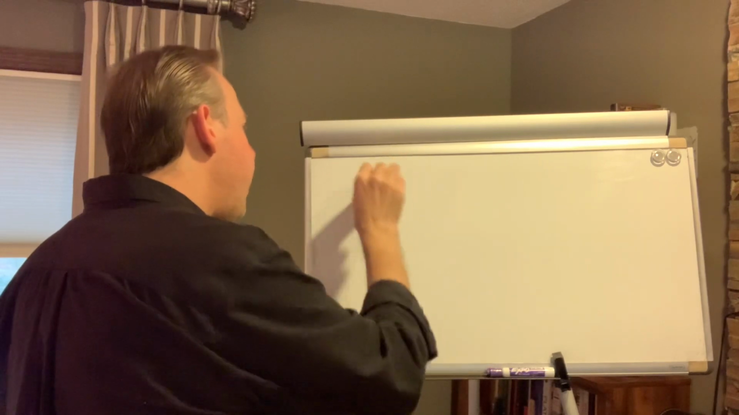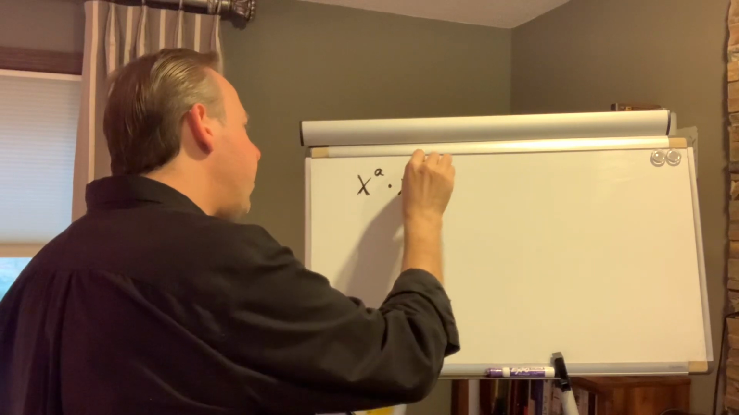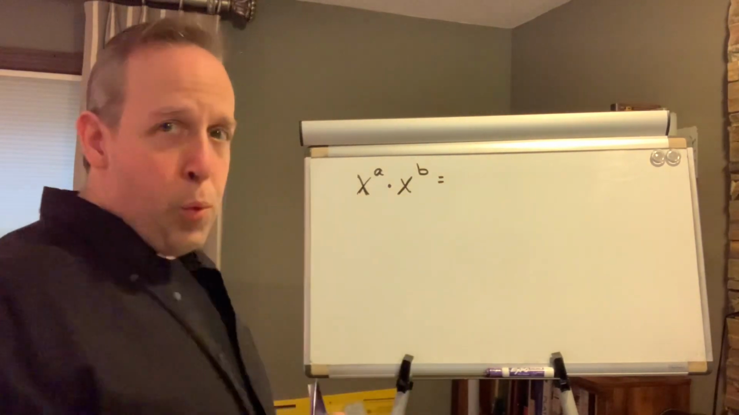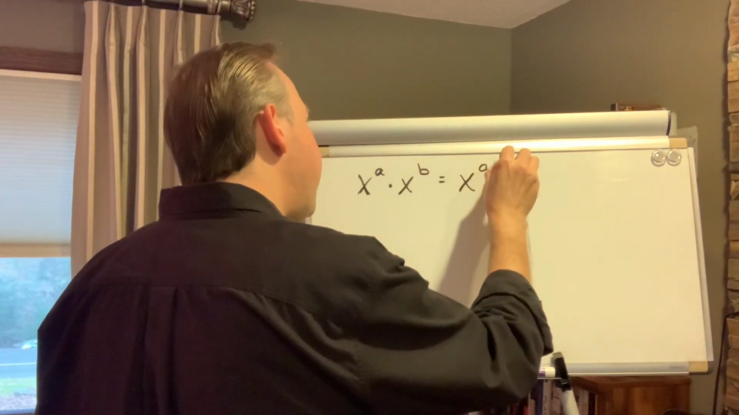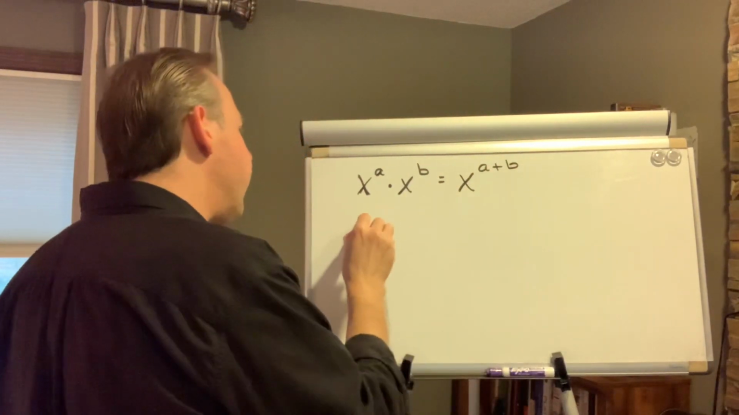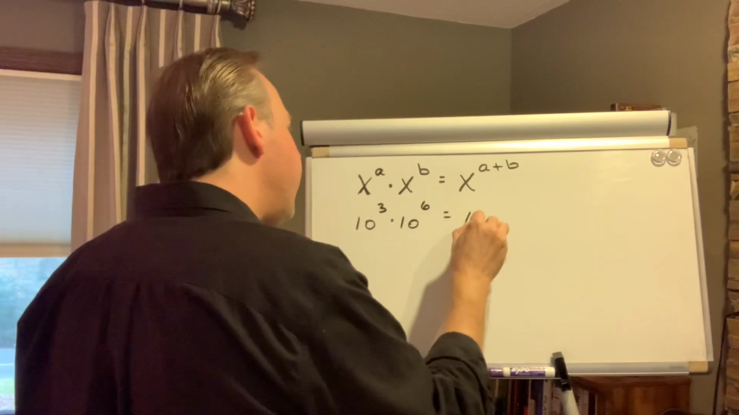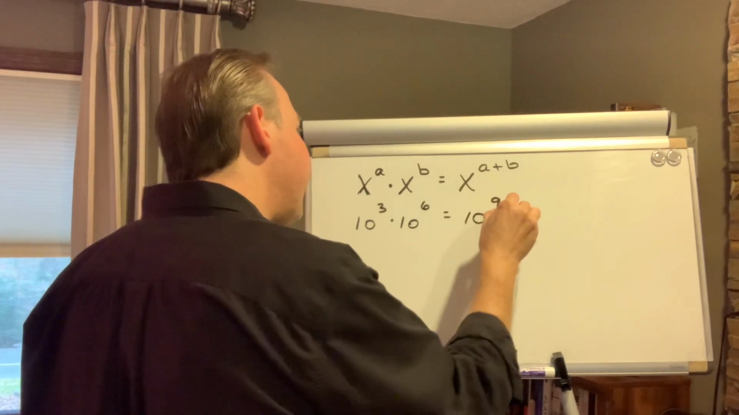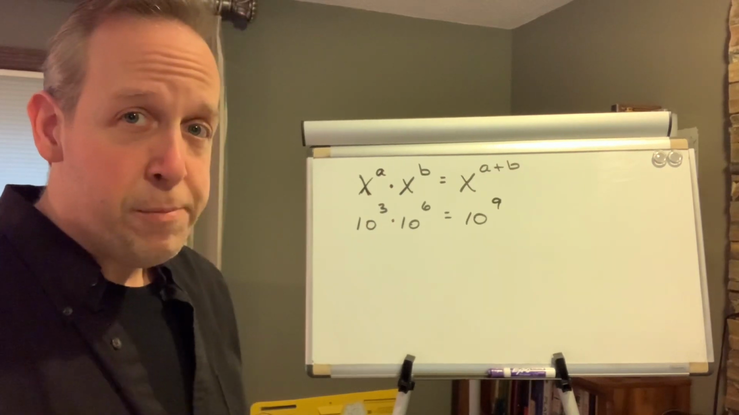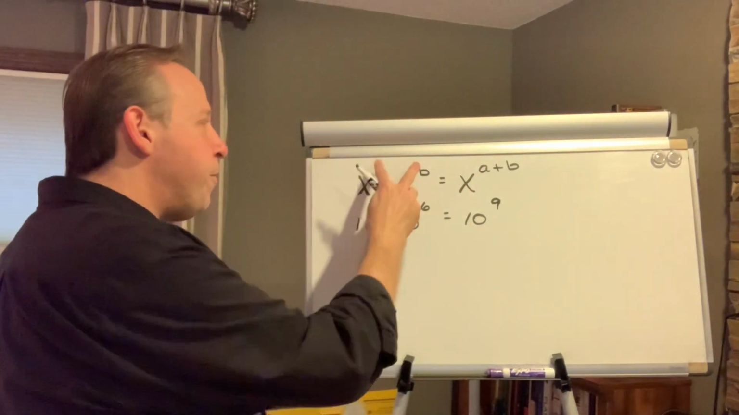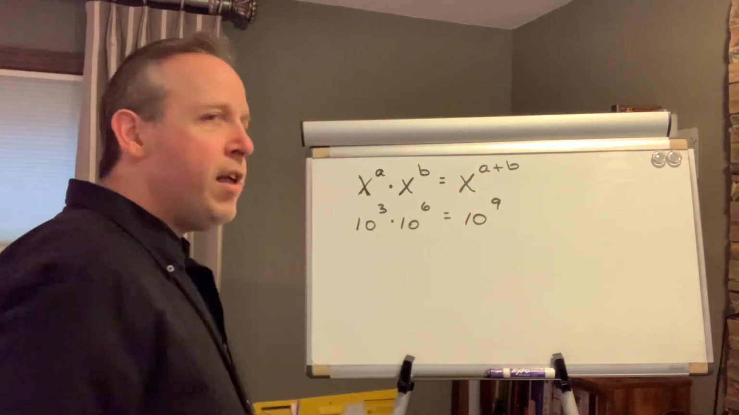If you have x to the a, so some base to a power, times that same base to another power, what do you do? You add the powers together. So it's the base to the a plus b power. For instance, 10 to the third power times 10 to the sixth power equals 10 to the 6 plus 3, or ninth power. There's your first rule, and it's a very commonly used one for this unit. All right, so same base, different powers, or even the same power, doesn't matter, but same base, you write the base one time and you add the powers together.